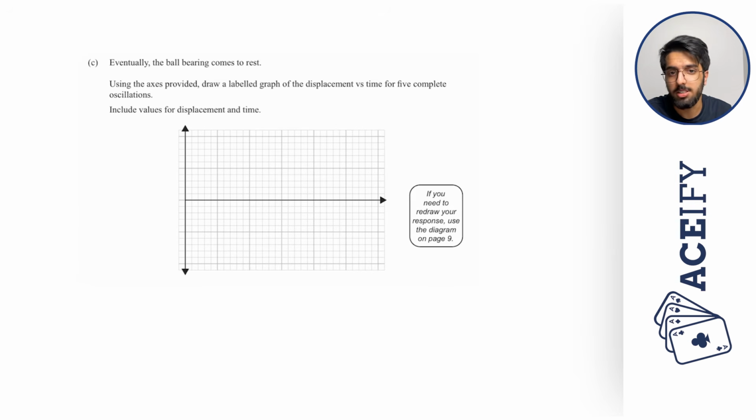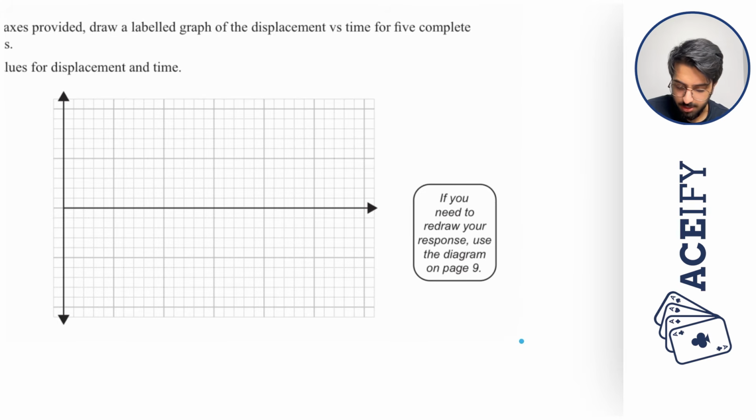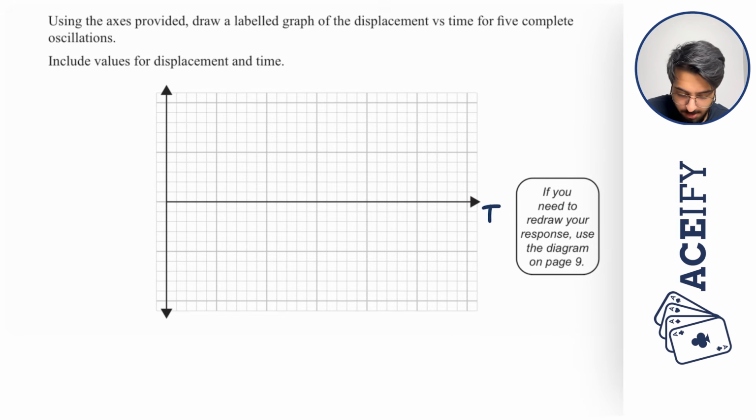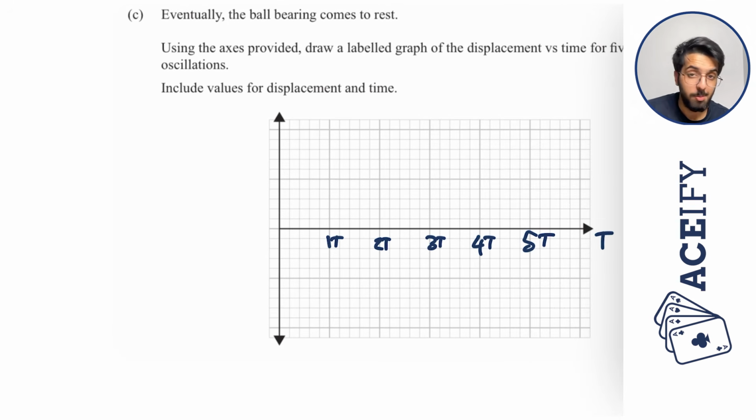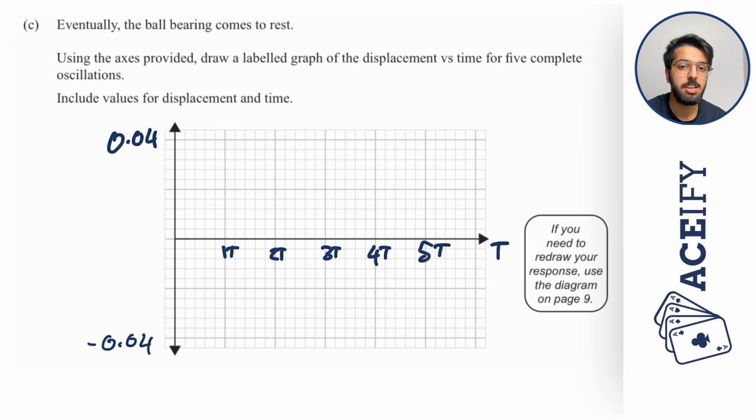Eventually, the ball bearing comes to rest. Use the axes provided to draw a labeled graph of the displacement versus time of 5 complete oscillations. Include the values for displacement and time. Okay, so this is our period axis, and we have 1, 2, 3, 4, 5. Okay, so that's 1T, 2T, 3T, 4T, 5T, right? And our max displacement was 0.04, and therefore our max displacement in the opposite direction is 0.04 also, but negative, obviously. And the idea here is that we want to decrease the amplitude in even amounts after each time.